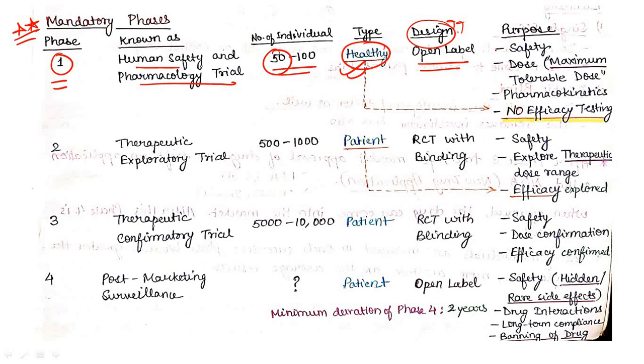Now what are the purposes of phase 1? That is very important. So first, safety will be included in every phase. Okay, safety will be included in every phase. Now in first phase, you have to look for maximum tolerable dose.